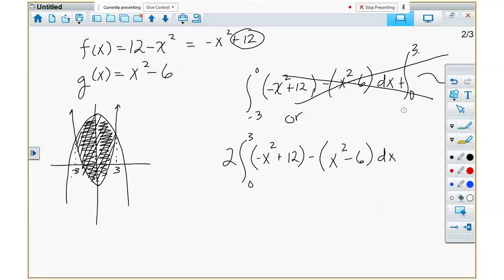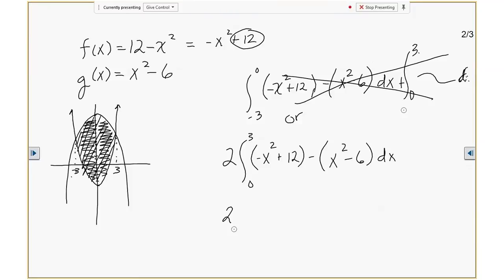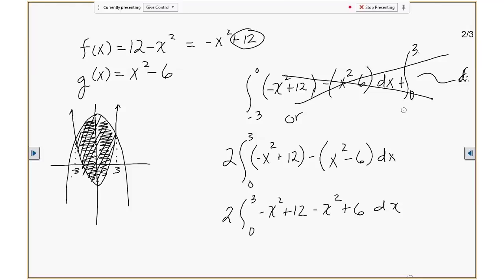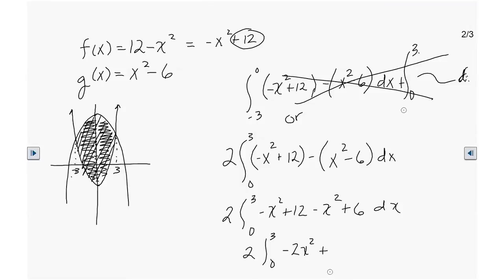All right, so let's see if we get zero. So, 2 times the integral from 0 to 3, and I'm going to clean this up a little bit. Negative x squared plus 12 minus x squared plus 6 dx. And that's going to give me 2, from 0 to 3, negative 2x squared plus 12 plus 6 is plus 18.